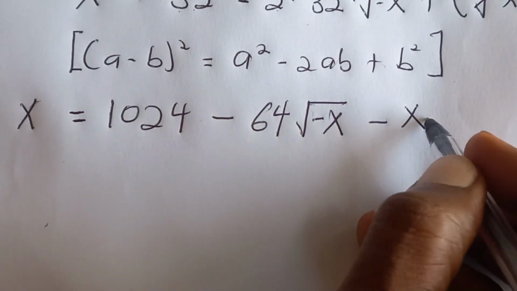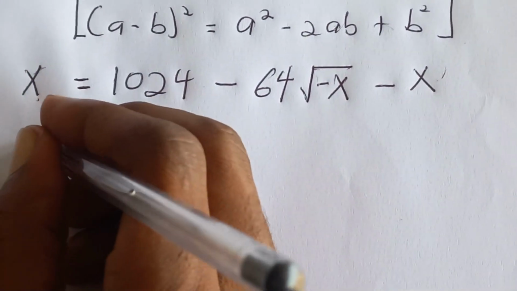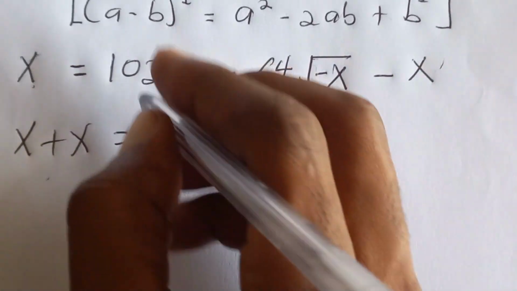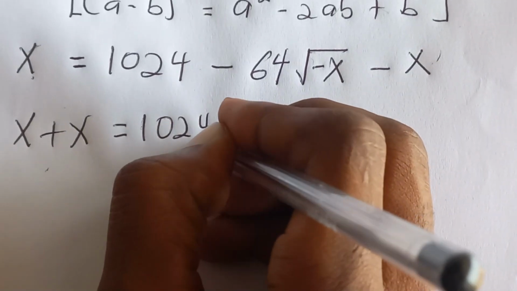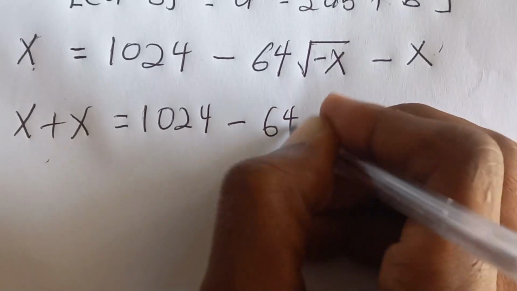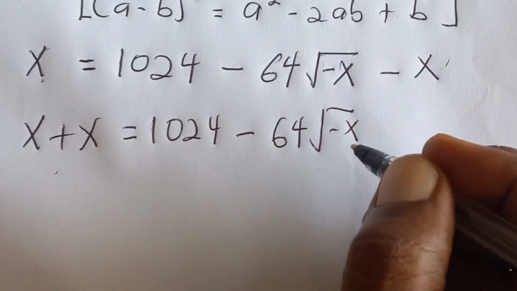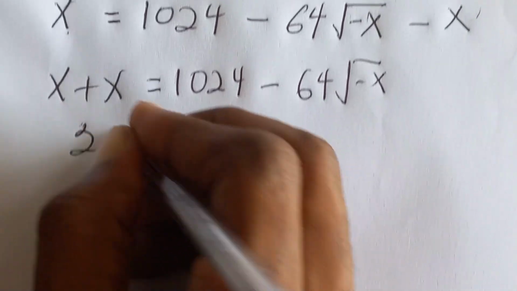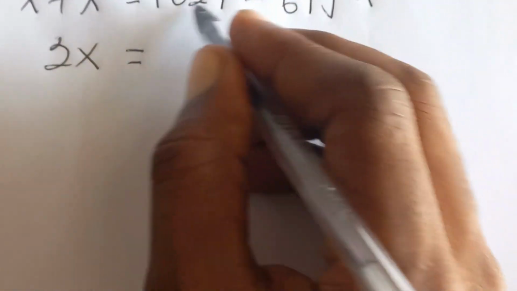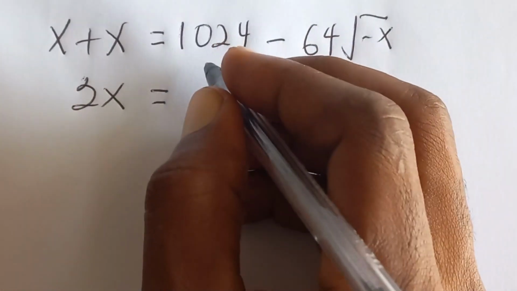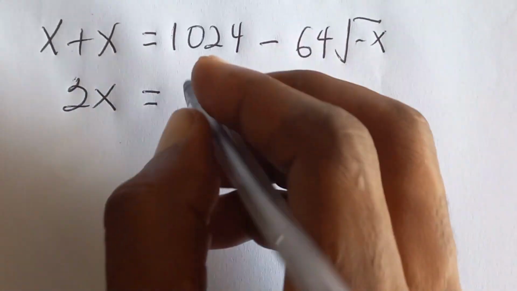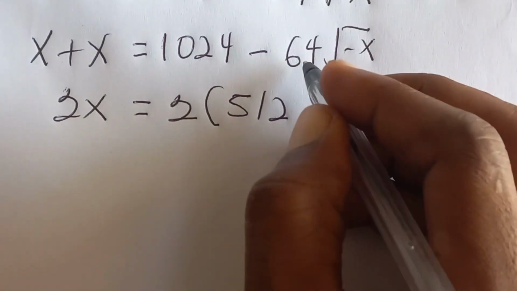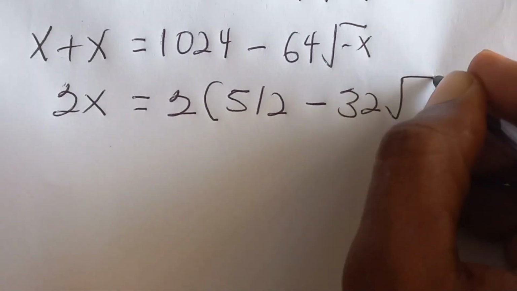Now we can send this negative x here. So we are going to get x plus x, which is equal to 1024 minus 64 root negative x. Now x plus x will give us 2x, which is equal to this. Half of this is 512, so you can say 2x equals 2 brackets 512 minus half of 64, which is 32, with root negative x.